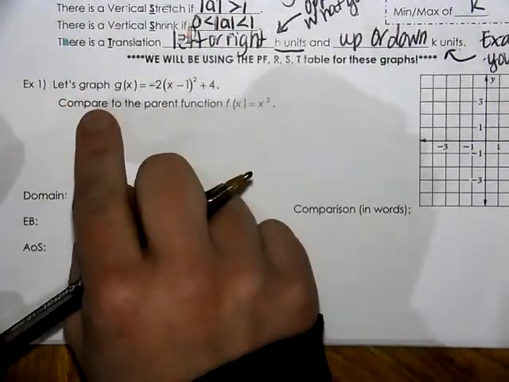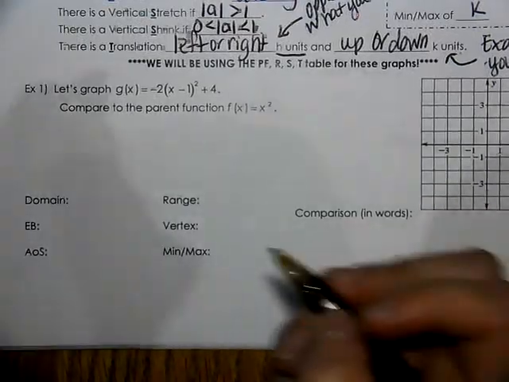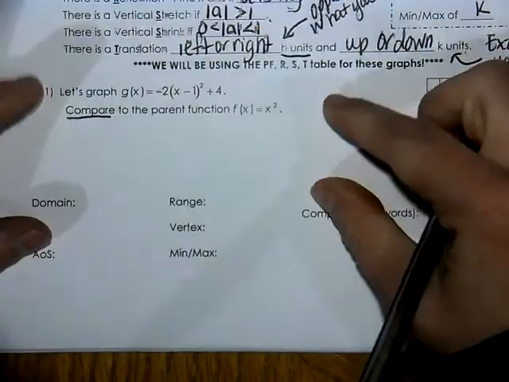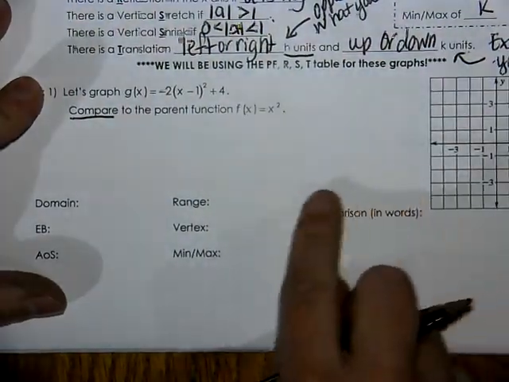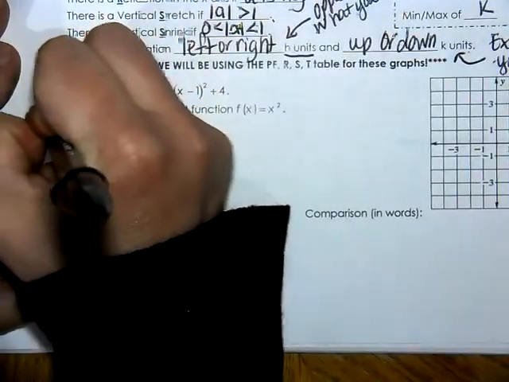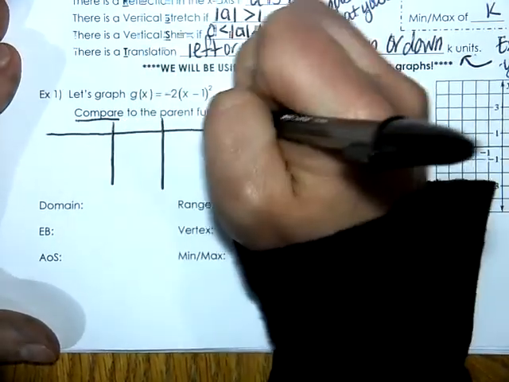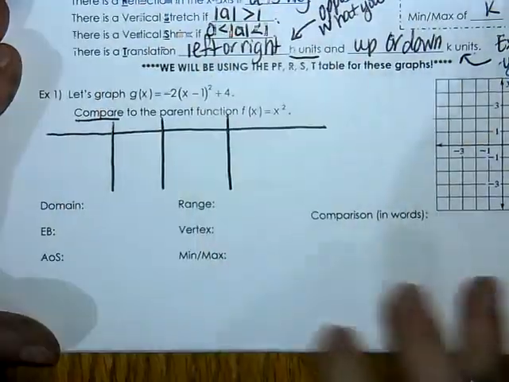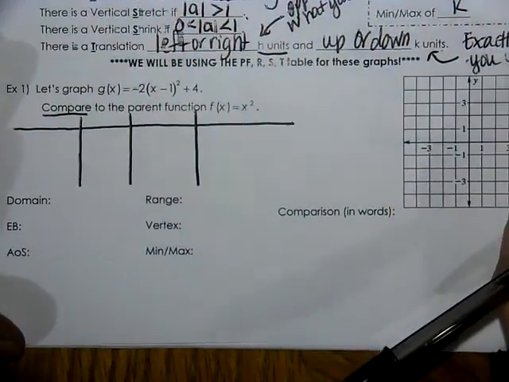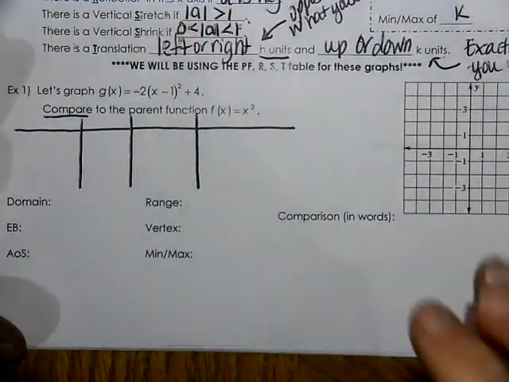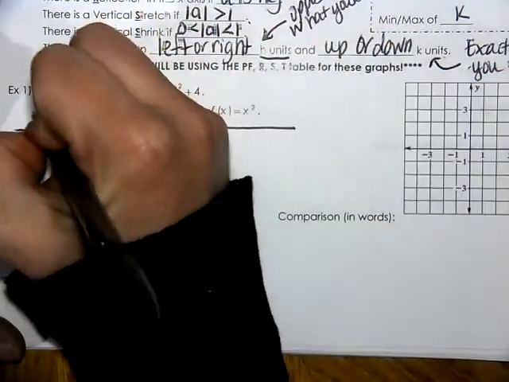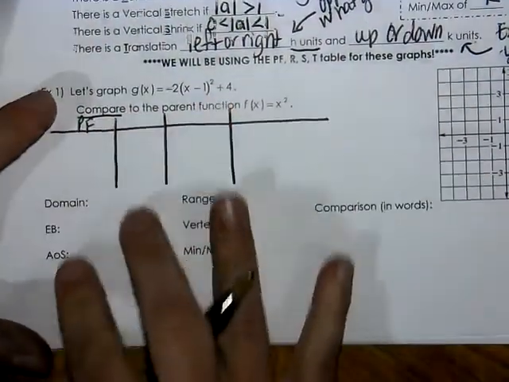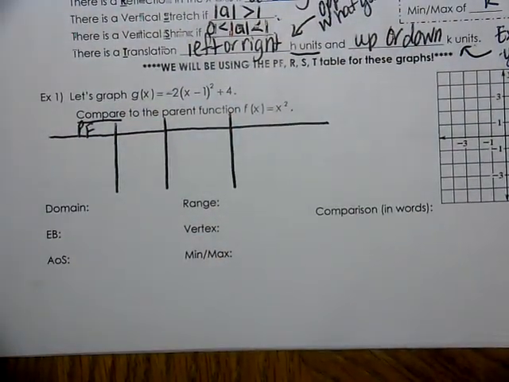So when it says compare, I really want you to know that this space is actually not dedicated for the comparison in words. It's dedicated to a table. And so if you can imagine graphing the parent function of our quadratic, that's what our first information is going to be. And what you want to do here is pick ordered pairs from the parent function.